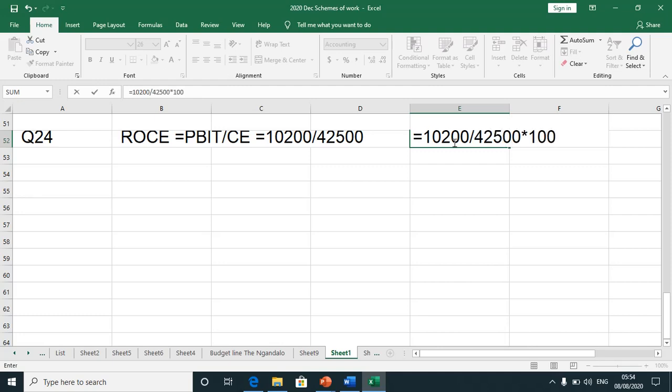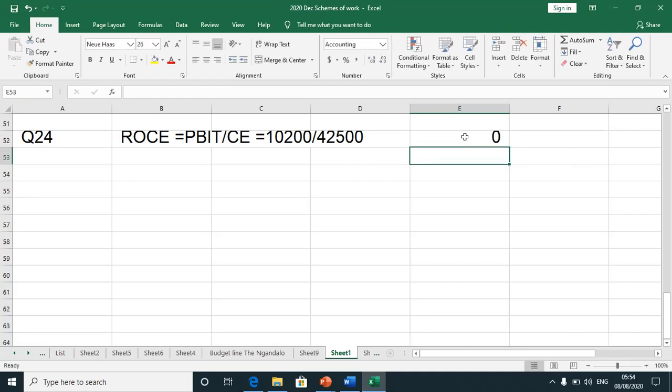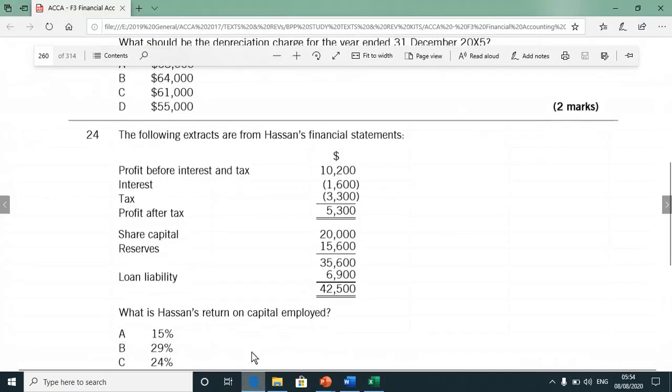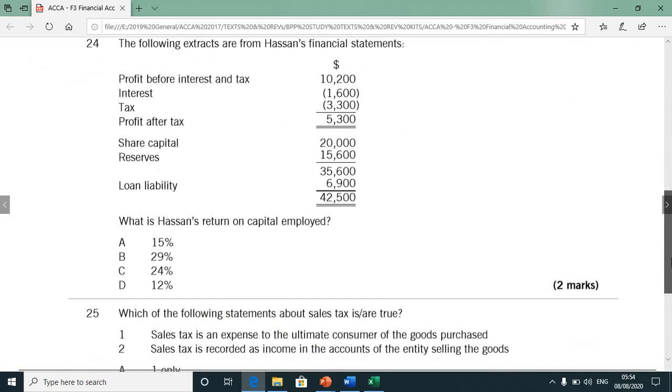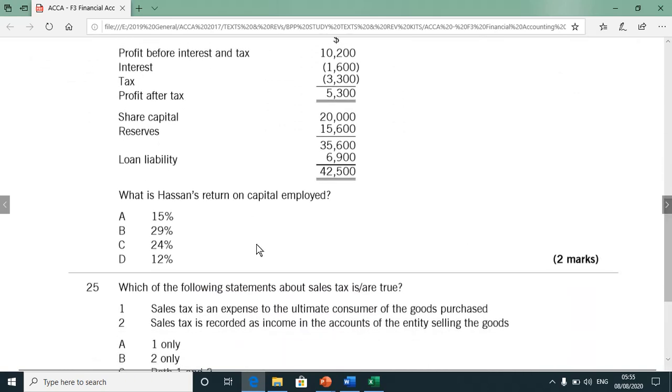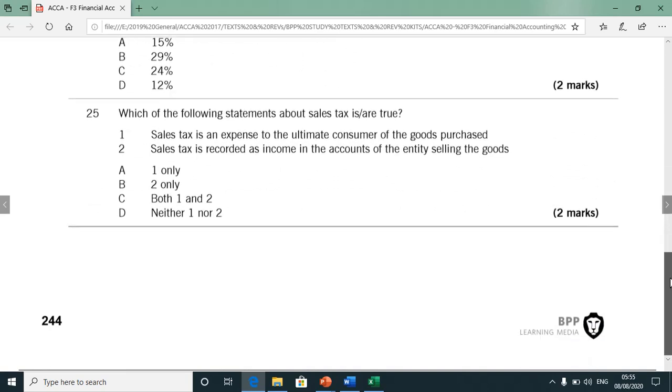Multiply this by 100%, if I may use a percentage. You can see that is the figure that we have. The return on capital is 24%. So it's a C there. Okay. Let us go to the next question.